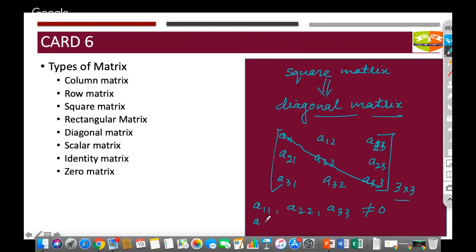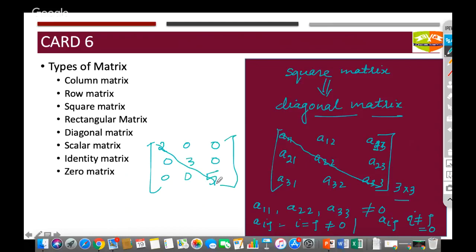It means that Aij, where i is equal to j, would not be equal to 0, and Aij, where i is not equal to j, would be equal to 0. So let me make a diagonal matrix for you. I am writing 2 0 0, 0 3 0, 0 0 5. You look at here, the diagonals are not 0. All other elements apart from the diagonals are 0. So this is what the diagonal matrix is.